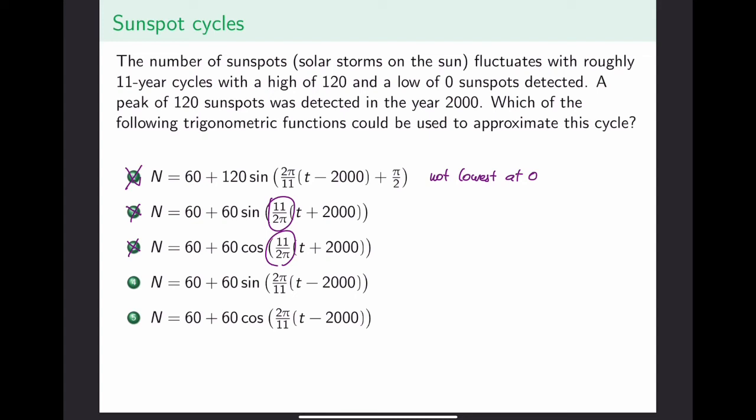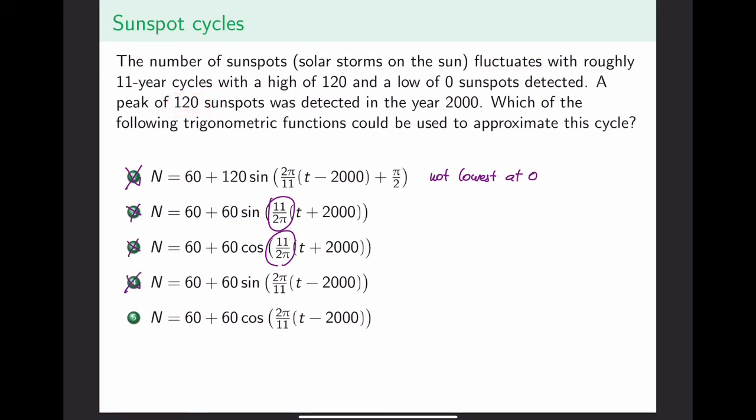And now I'm only down to 2. What other piece of information haven't I used yet? Well, I haven't used, for example, the fact that in year 2000, we have 120 sunspots that have been actually observed. So what I can do is plug in 2000 for t and then see what happens. And you will notice that sine of 0 is going to be 0. So this whole expression is going to become 0. And therefore, the overall value here will be 60. Now we're told it has to be 120, so it can't be this option.